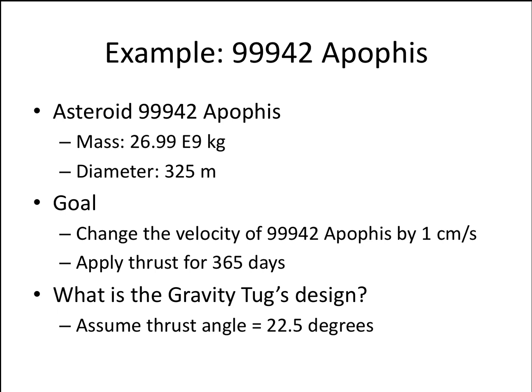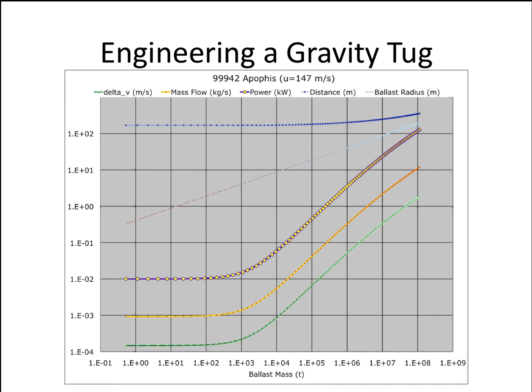Okay, we'll assume a thrust angle of 22.5 degrees and design a gravity tug. Look at those curves. These curves tell us how to engineer a gravity tug. The bottom axis is the ballast mass in tons, and the vertical axis is numbers along a logarithmic scale. You can see that here's 1, here's 10, here's 100, and so on. So this is a log graph. Now, I'll show you how you read this log graph to design a gravity tug.